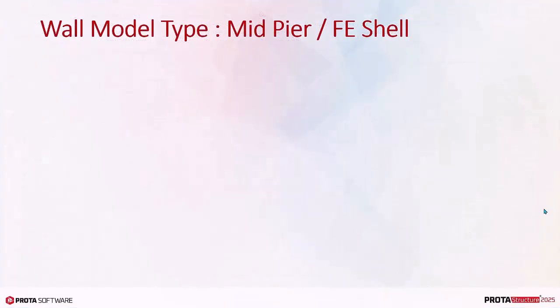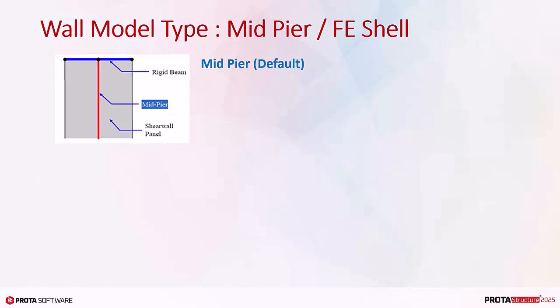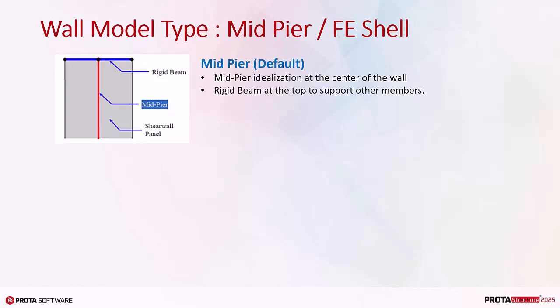Wall model type, mid-pier or FE shell. If you do not choose any option, by default, it will be mid-pier. Mid-pier idealization is a single frame element at the center of the wall. A rigid beam is automatically created at the top of the wall to support other members, such as beams and slabs. The deflection is constant and the same along the entire rigid beam length.